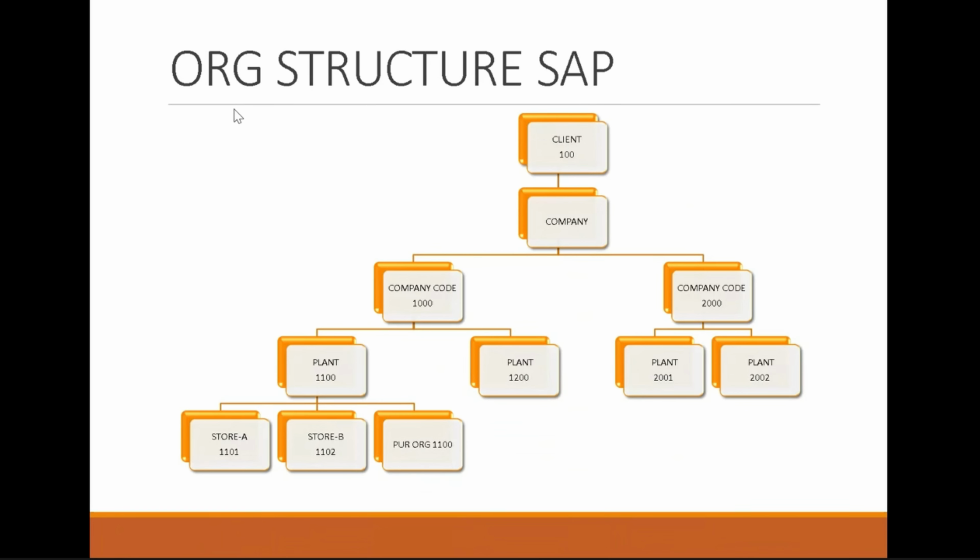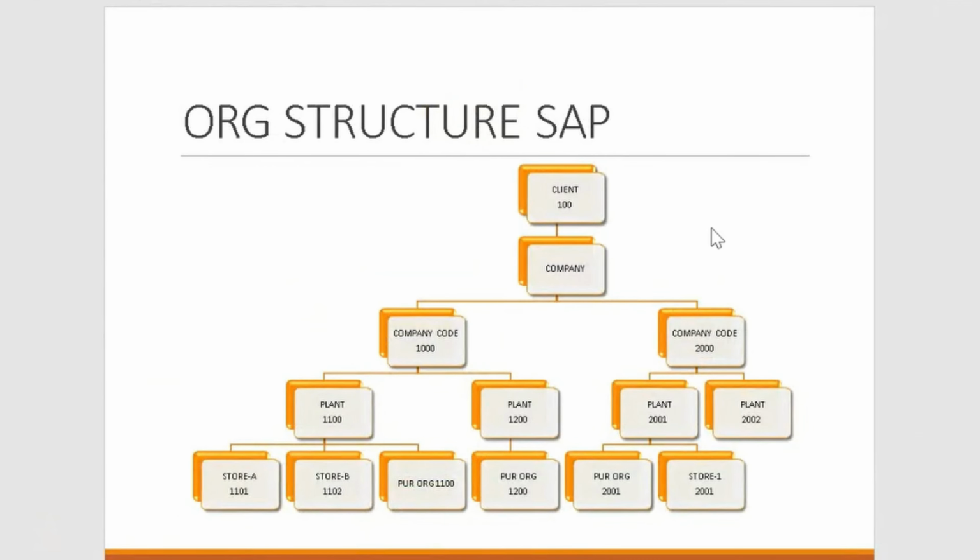Okay. And again, just for your reference, I have taken only one set of complete data. I have taken this client, company, company code, plant and store and all. But similarly, we can have the same information for all of the plants and companies. As per our requirement, we can have the same thing for the others. So basically, this we understand as an organization structure.